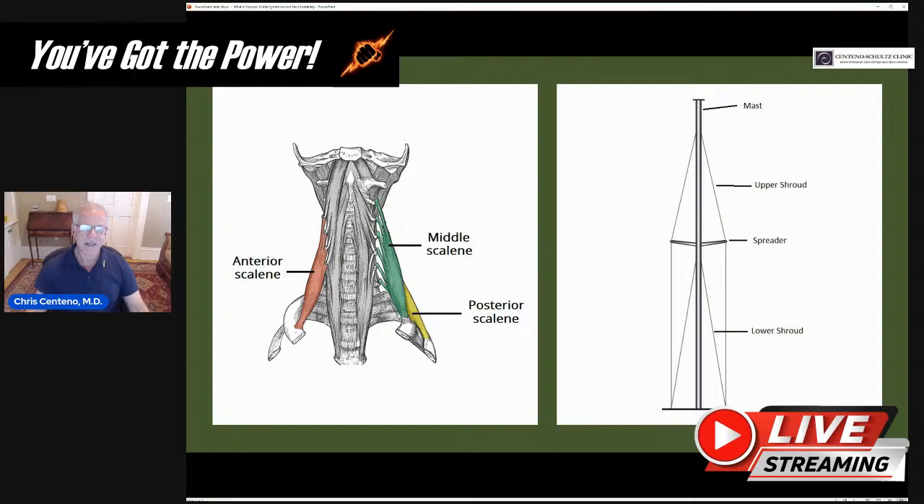And in the same way, these scalene muscles act like guy wires for the neck. And if that neck or those bones get unstable, you've got to tighten down the guy wires. Just like if your mast is moving when you're sailing, you better tighten down those shrouds, or your mast is going to go like that.